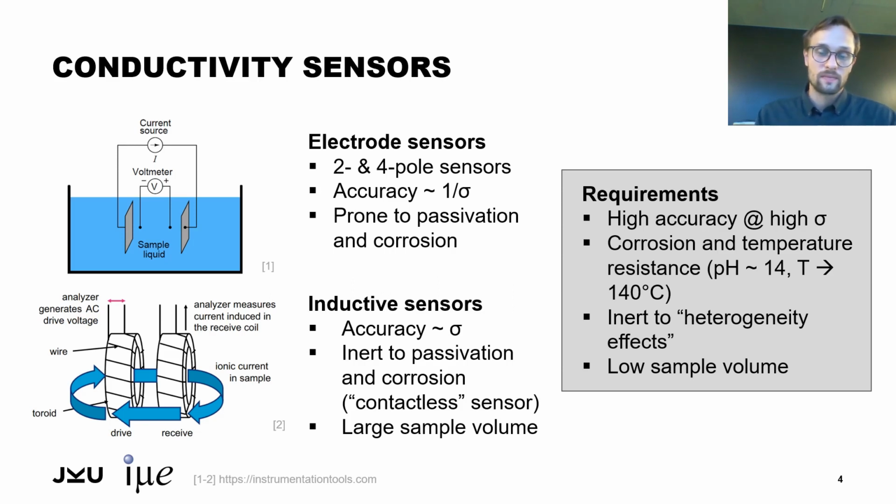For our samples, we need the best of the two worlds, so to say. We need high accuracy at high conductivities because our samples are very ionic and very alkaline as well. It should be corrosion and temperature resistant, then inert to heterogeneity effects. This I will explain in a second. And we also want to have low sample volumes because some of our samples are not the cheapest. And it's a laboratory device where you typically want to have small sample sizes.